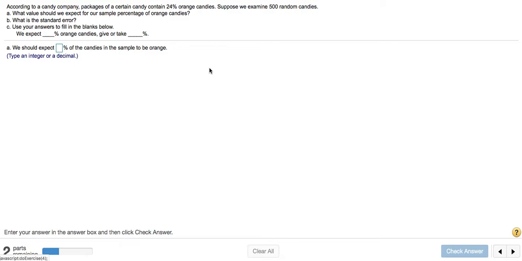According to a candy company, packages of a certain candy contain 24% orange candies. Suppose we examine 500 random candies. Part A asks, what value should we expect for our sample percentage of orange candies? Well, I think that's precisely this percentage here, so those should be the same.